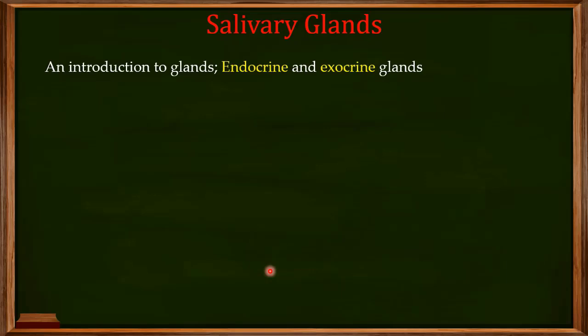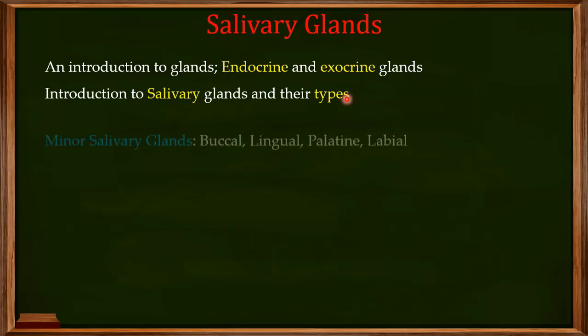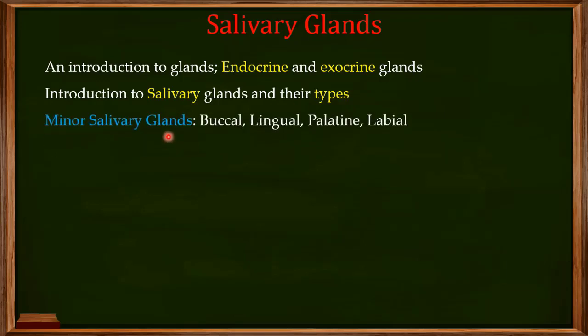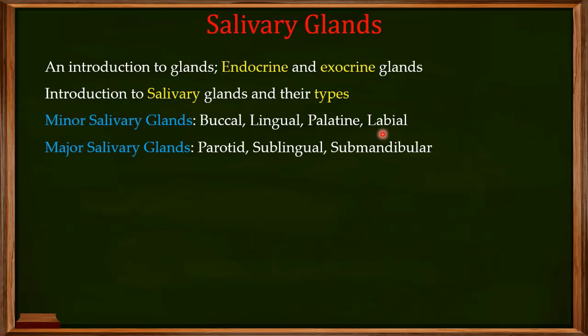We will start the salivary glands with an introduction to the endocrine and the exocrine glands. Then we'll focus on the salivary glands and their types. If you talk about the types of these salivary glands, that includes the minor salivary glands: the buccal, the lingual, the palatine, the labial. They are examples of the minor salivary glands that we would see in the course. Then we'll talk about the major salivary glands that include the parotid, the sublingual, and the submandibular salivary glands.